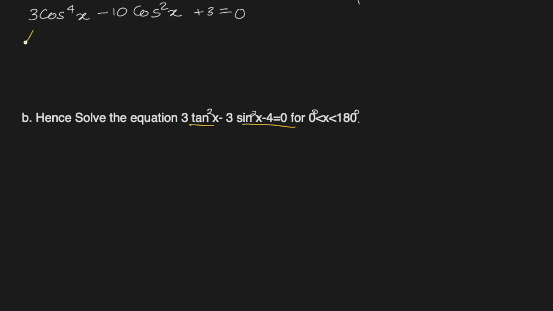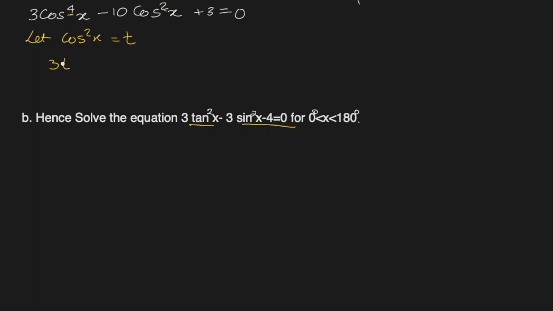For solving it, let's assume that cos squared x is t. Yeah, why? Because this is power 4, this is power 2, this is half of it, and there is a constant. That means we can convert it to a quadratic.